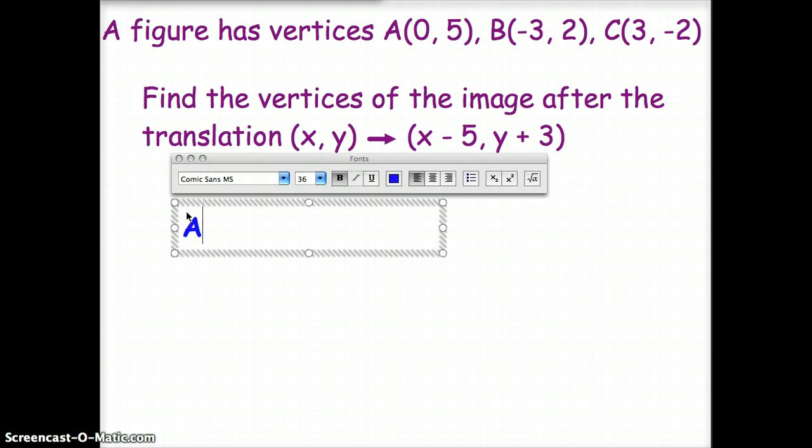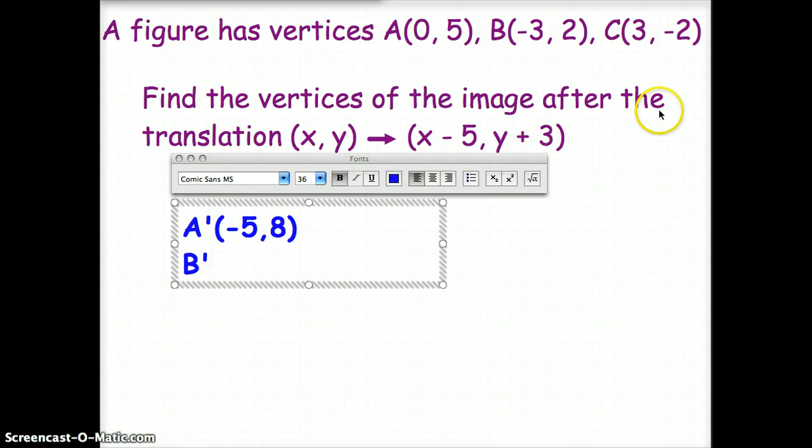So let's look at our A prime. The original A has an x value of 0. If I put in 0 for x, that'll be 0 minus 5, or negative 5. The original y value is 5. Adding 3 to that gives me the ordered pair negative 5, 8.